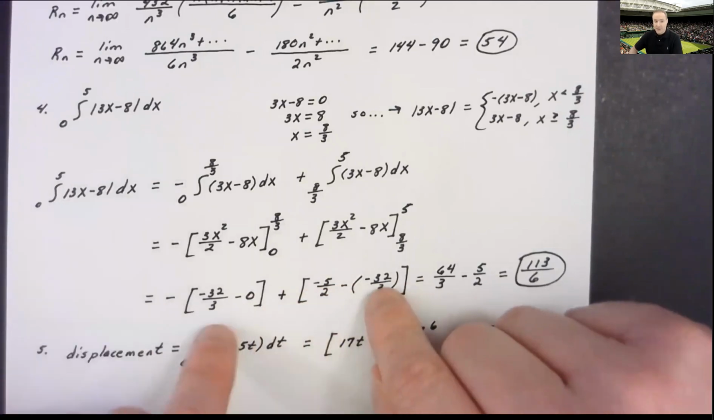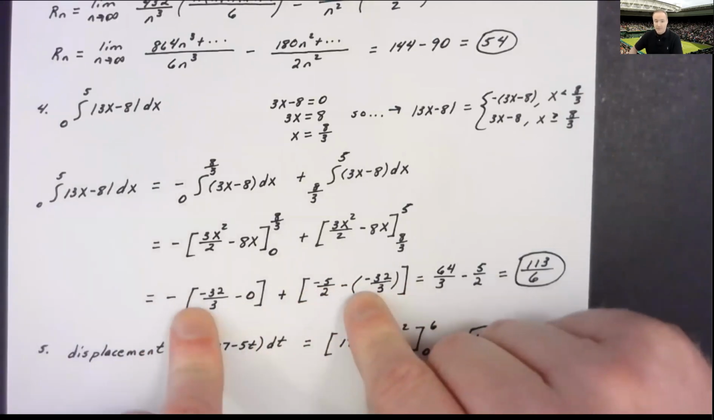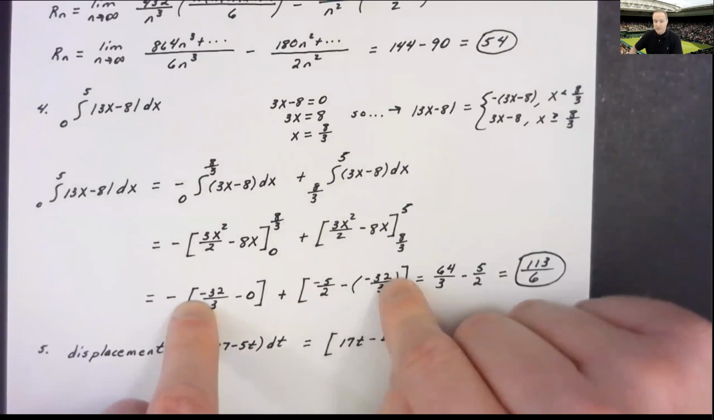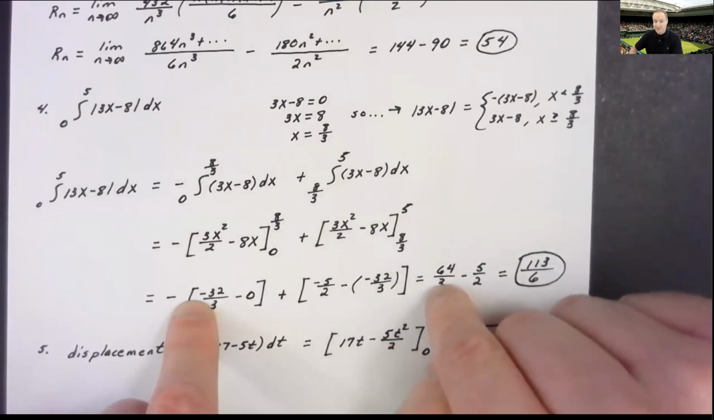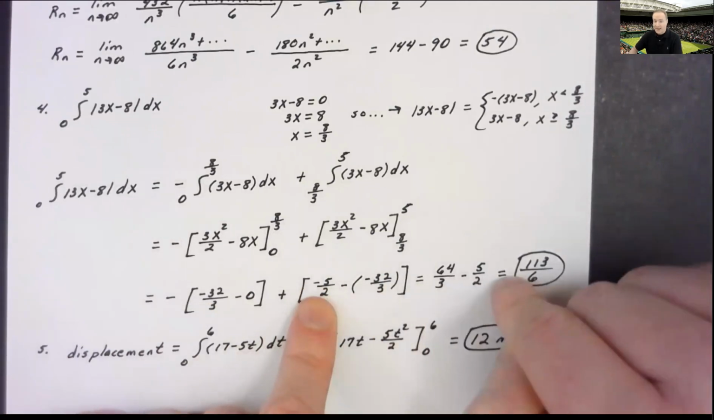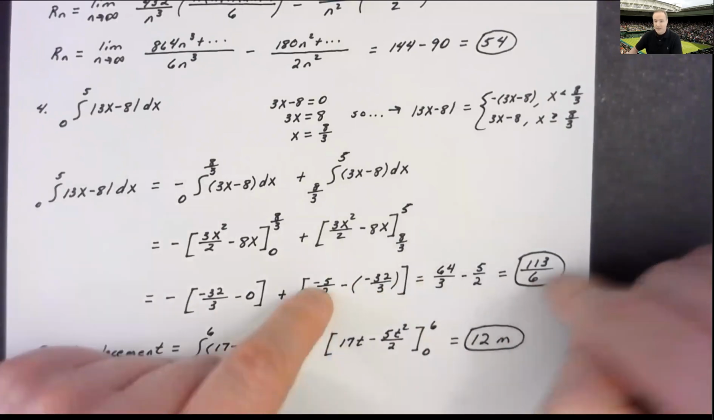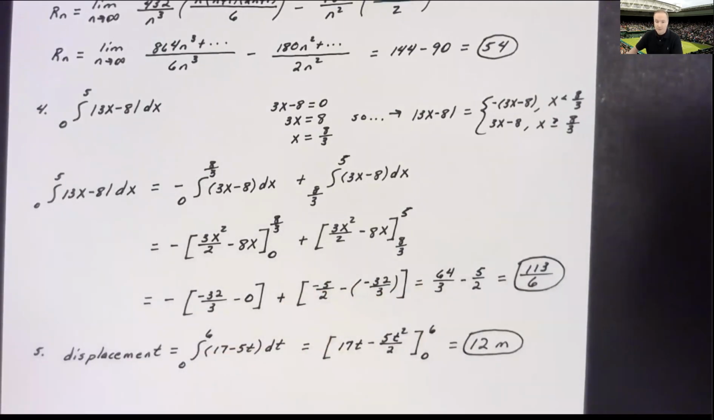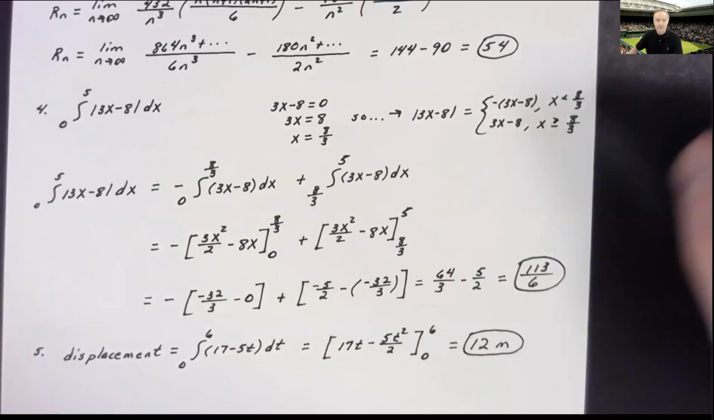So the way I thought about this is I'm just going to have positive 32 over 3 plus 32 over 3. That's going to give me 64 over 3. Then I have minus 5 over 2. That's going to give me a final answer of 113 over 6, because of course, you have to get a common denominator there. It'd be 128 over 6 minus 15 over 6.